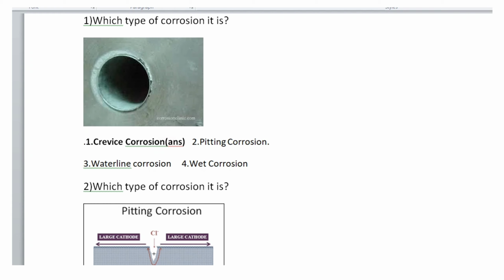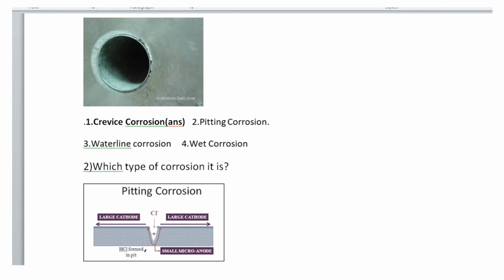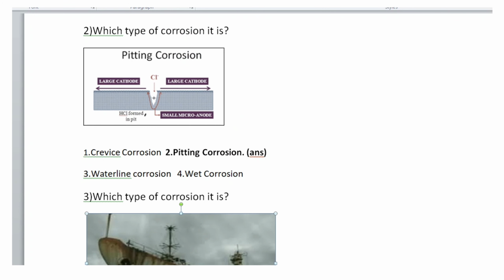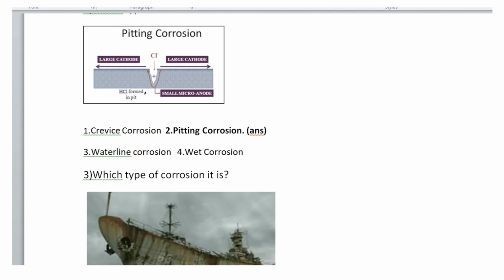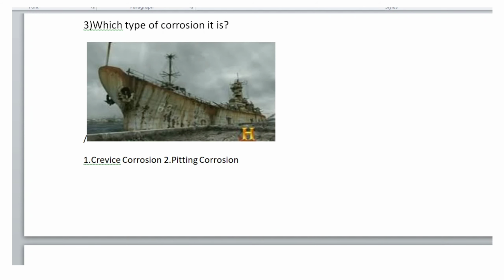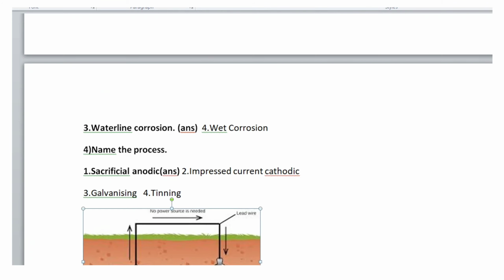Then the second question is which type of corrosion it is. Diagram is given. Here a pit or hole is formed which acts as anode. Therefore it is a pitting type of corrosion. Then the third question is again the same question, which type of corrosion it is. It is waterline corrosion because at the waterline more corrosion occurs. Therefore it is waterline corrosion.